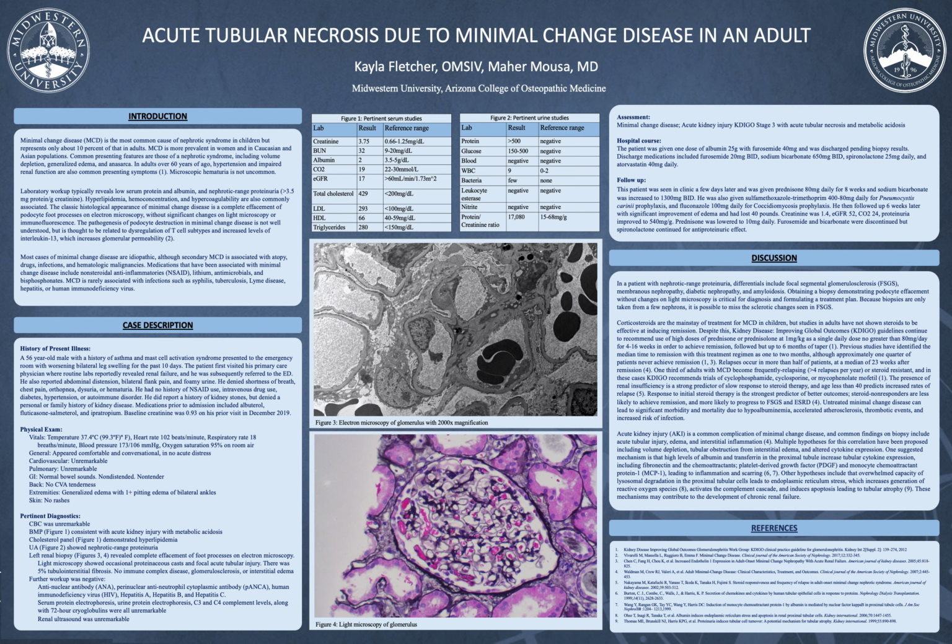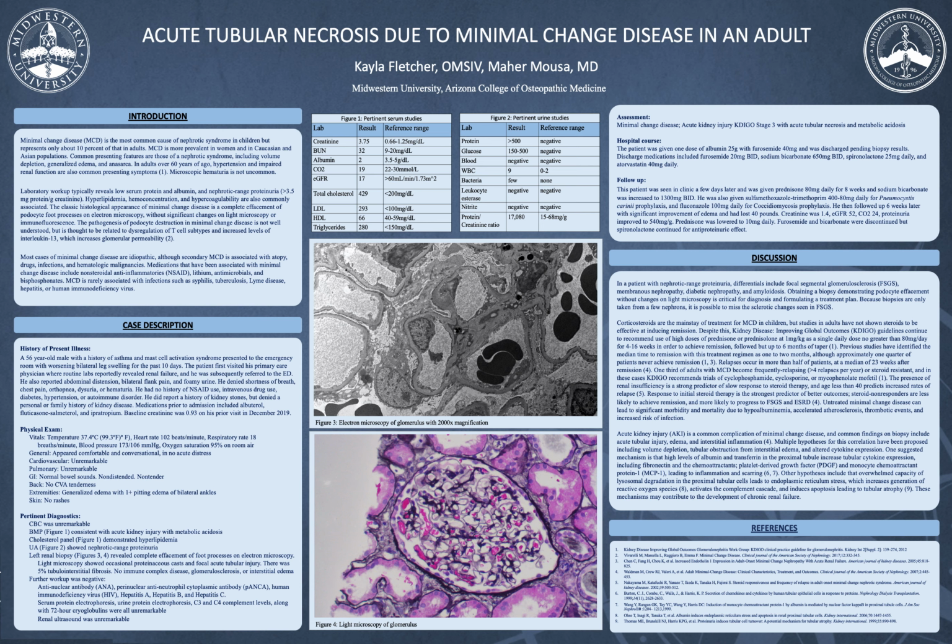So at this point, we diagnosed our patient with an acute kidney injury with metabolic acidosis. We admitted him to the hospital so that we could obtain a renal biopsy. And we also gave him albumin and furosemide in the hospital and then discharged him to follow up in clinic pending biopsy results. So we discharged him with furosemide 20 milligrams BID, sodium bicarbonate 650 milligrams BID, and spironolactone 25 milligrams BID, or daily, and atorvastatin 40 milligrams daily.